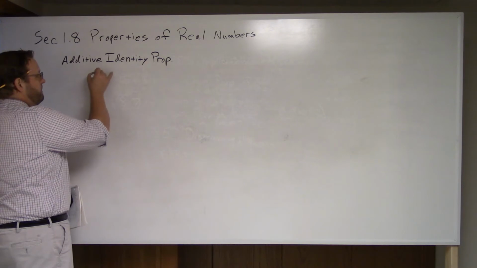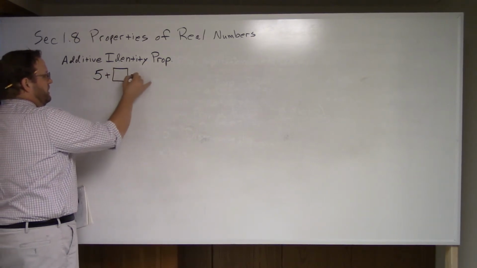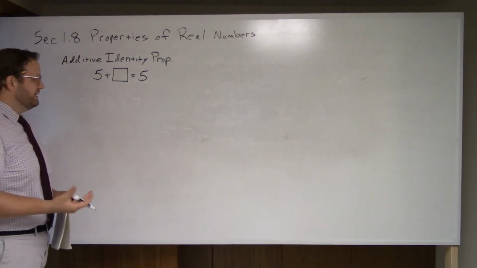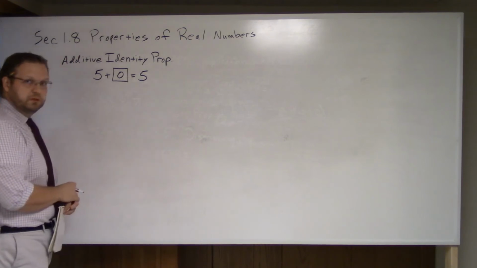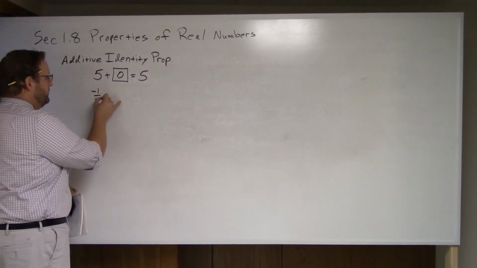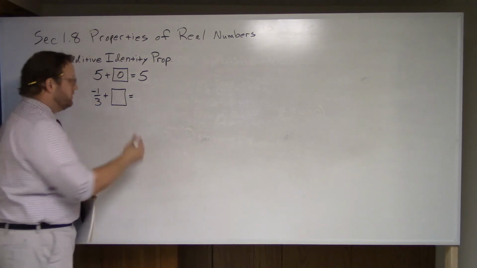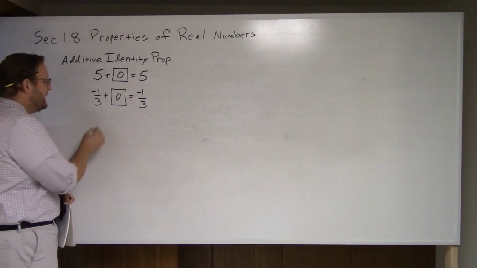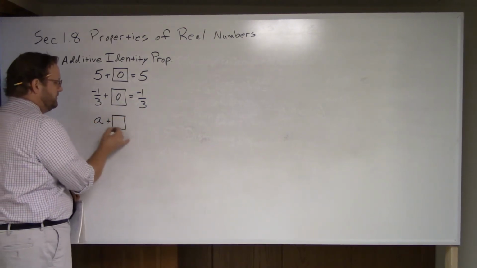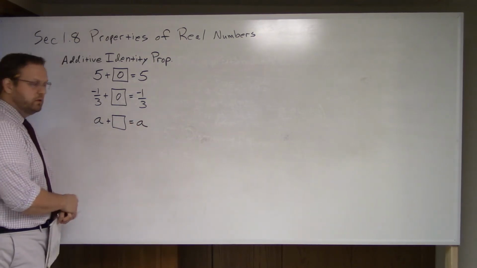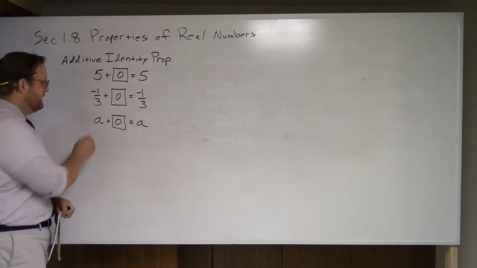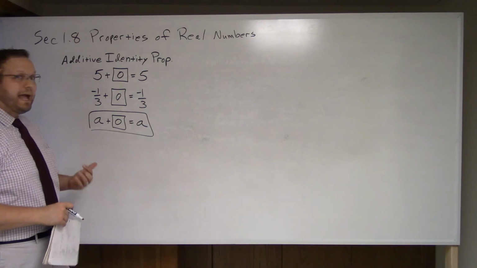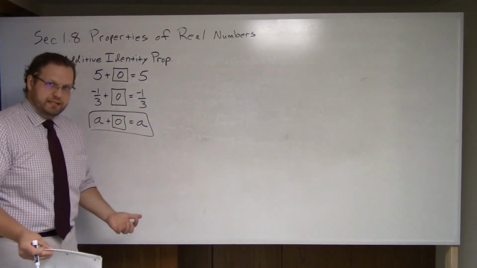Now, the question I'm going to ask you is this. If I have 5 plus something equals 5, what would I be adding there? In this case, I would be adding a 0. If I have a negative 1/3 plus what gives me an identical negative 1/3, I'm adding a 0. If I have anything plus what gives me back that original, that would be a 0. This is your general additive identity property. All that's saying is what happens when you add a 0. It keeps it identical. It keeps it the same.